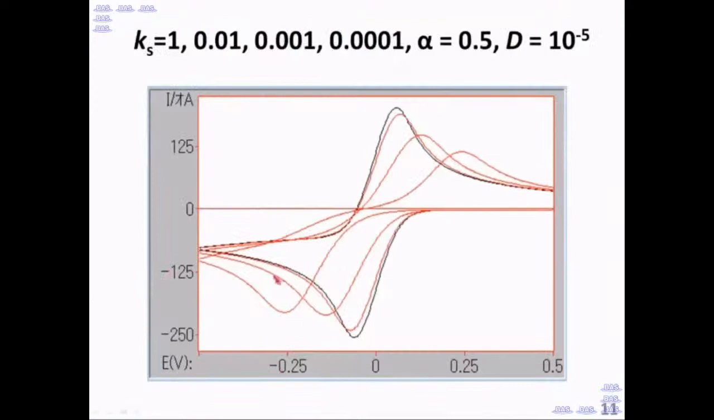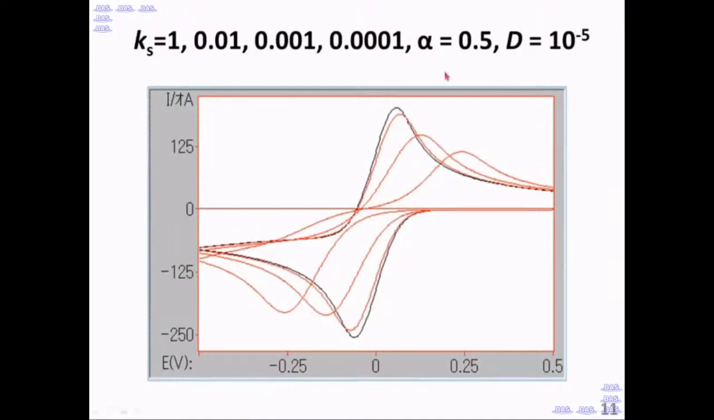This CV profile is an example from these parameters. The alpha transfer coefficient is constant, and also the diffusion coefficient is constant. This value, 10 to the minus 5, is a rather very fast diffusion. The value of the diffusion coefficient depends on the molecular size.